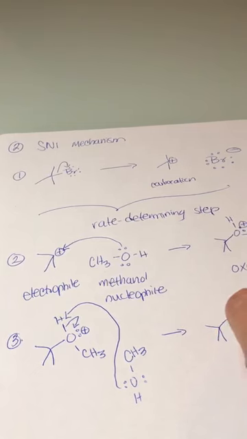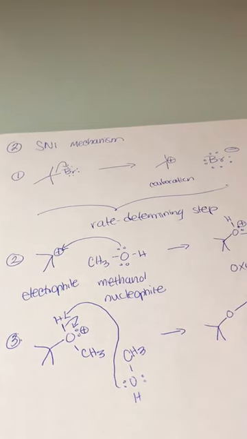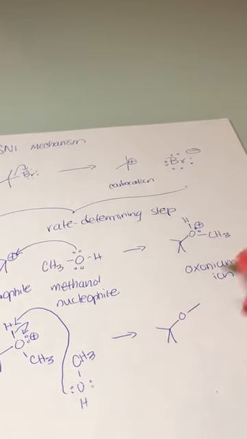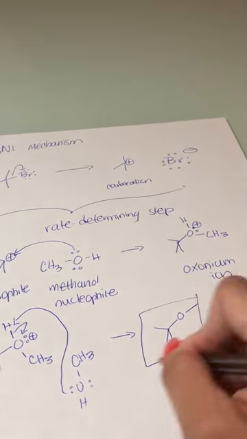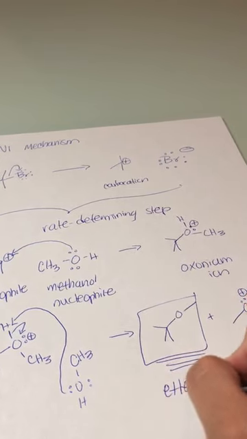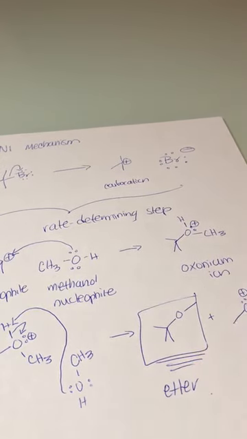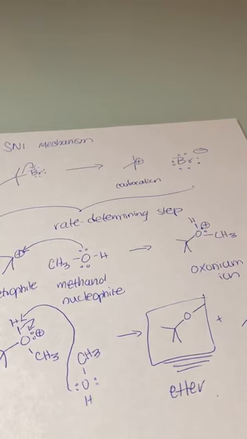Now you will have the oxygen with a CH3. And your protonated alcohol, this oxygen will have now 2 hydrogens. So now you end up forming an ether. This is your reaction product from the SN1 mechanism.